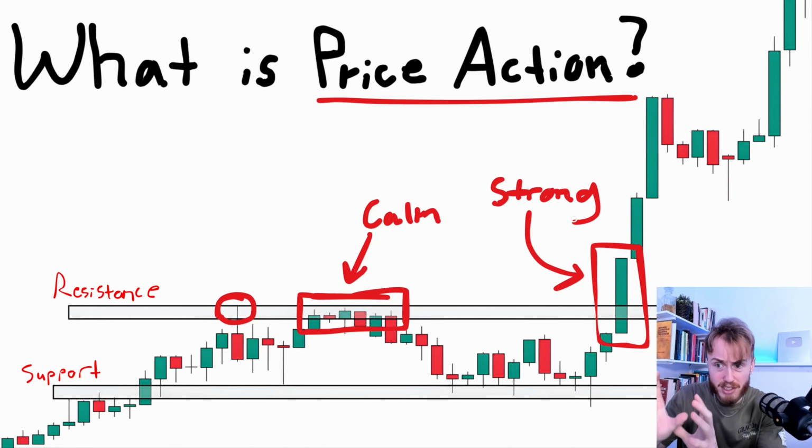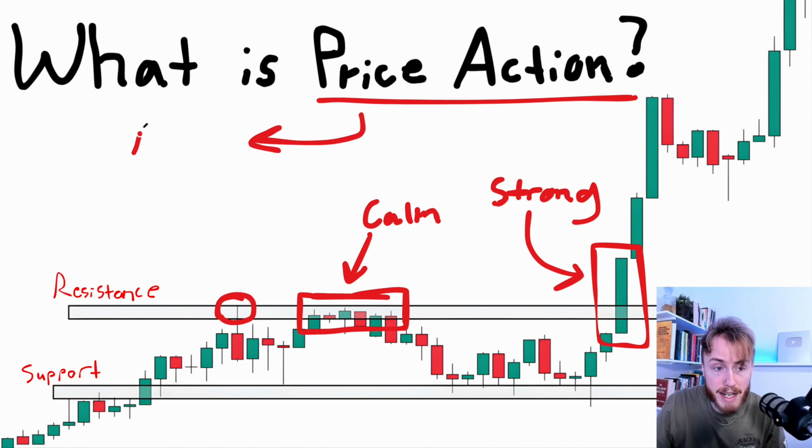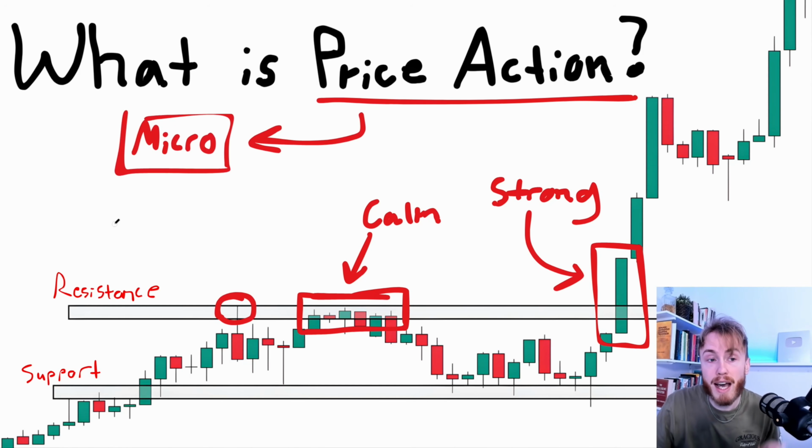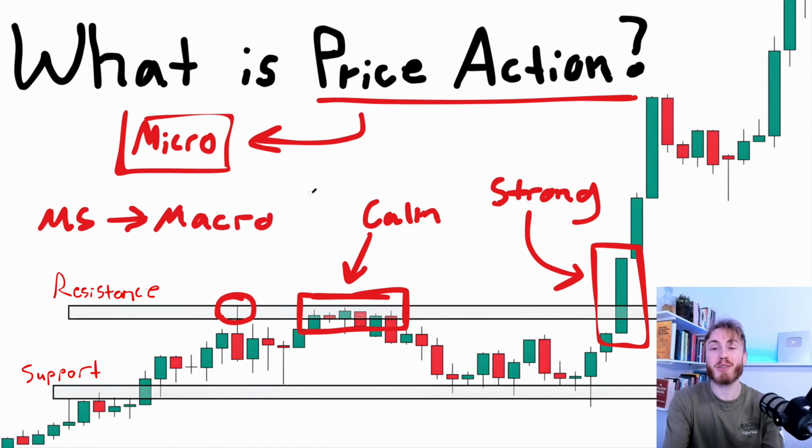So price action is all about zooming in on what the price is doing right now. You can ask questions like, how is the price reacting to the resistance? How is the price reacting to the support? Rather than looking at the price as a whole. I usually think about price action as micro. Micro basically means that you're zooming in, while I look at market structure, MS, as macro. Macro basically means that you zoom out.